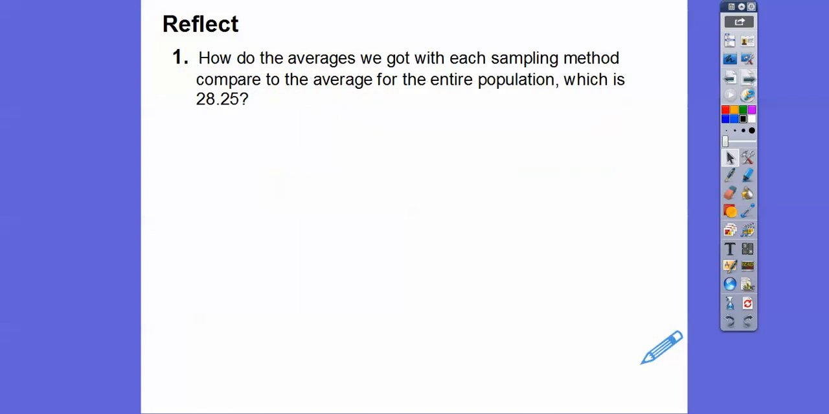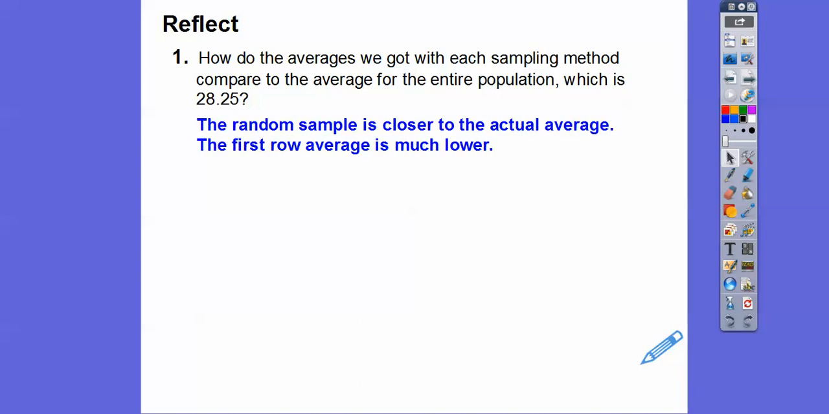Okay, all right. So how do the averages that we got in the sampling method with the dice compare to the average of the entire population, with each sampling method? So we did 2 sampling methods. The first one was rolling 2 dice 10 times and picking the numbers. That was nice and random. And the second one was picking that first row right there. How do they compare with the average of the entire population? Somebody added up all those 36 numbers and divided by 36, and we got 28.25. Well, our random sample with the dice was closer to the actual average than the first row. The first row was very small. It had a much lower average right there.